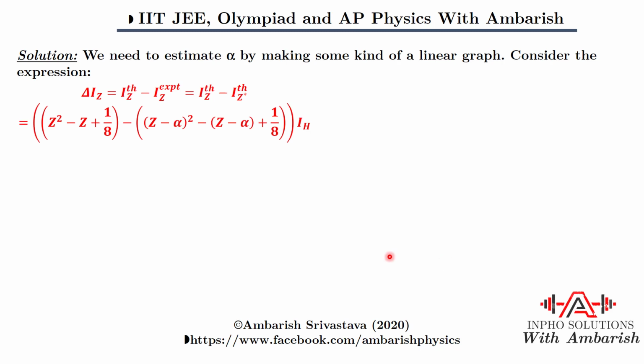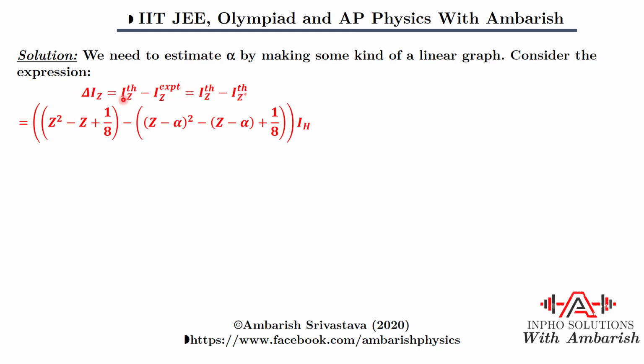So now, delta IZ, we need to estimate alpha by some kind of linear graph. So we want to find a linear expression which we can plot on the graph, which can help us find the value of alpha. So let us consider the expression delta IZ as I theoretical Z minus I experimental Z. So that is I theoretical Z minus I theoretical Z star. I mean, instead of Z we are going to put Z minus alpha, and this is the difference, the two value difference that we are going to plot.